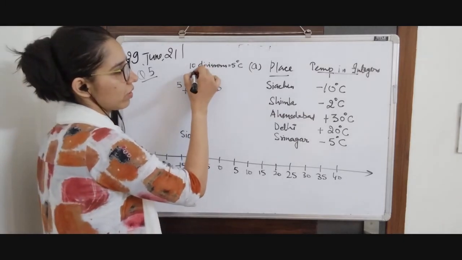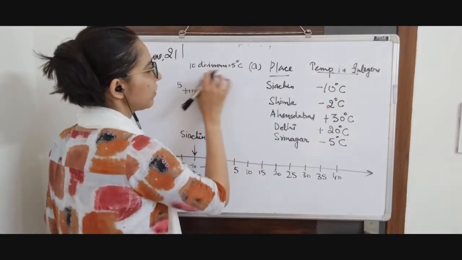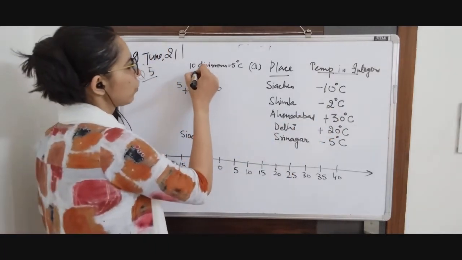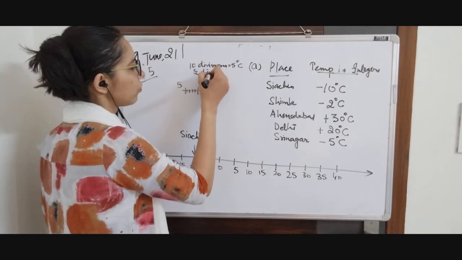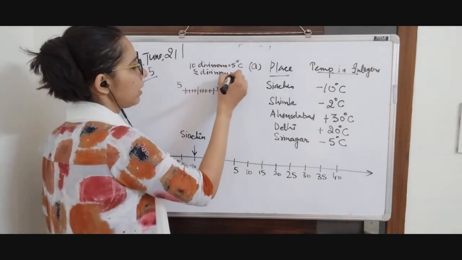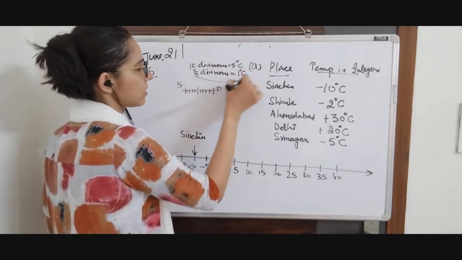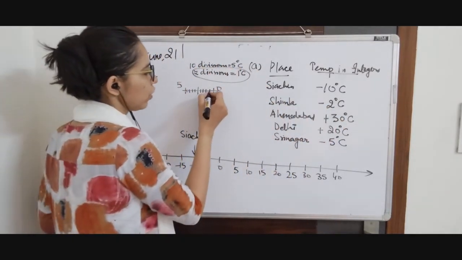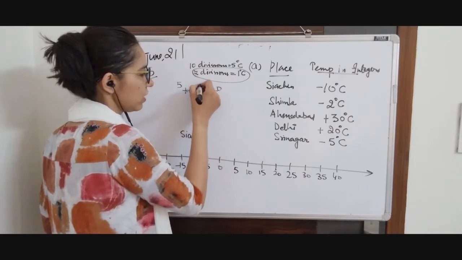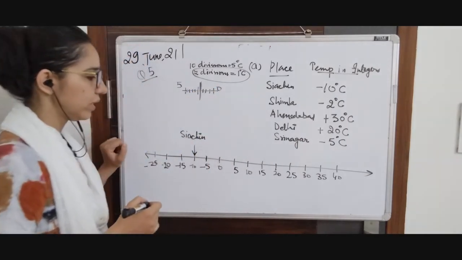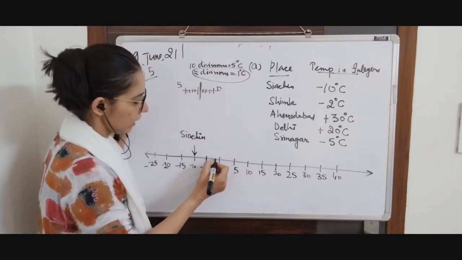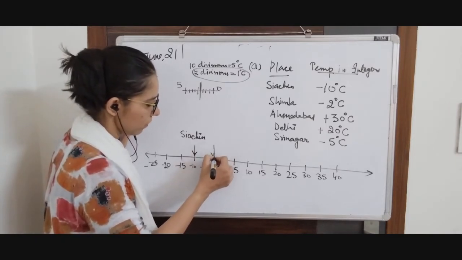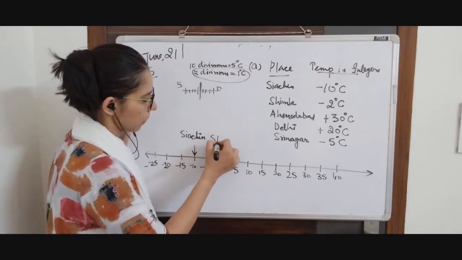So, how many divisions do I need for my 2 degrees Celsius? We can say that 2 divisions are equal to 1 degree Celsius. So, for 2 degrees Celsius, I need 4 divisions. So, 1, 2, 3, 4. This is going to be our 2 degrees Celsius. So, accordingly, we will find the 4th division, and this is going to be our Shimla.